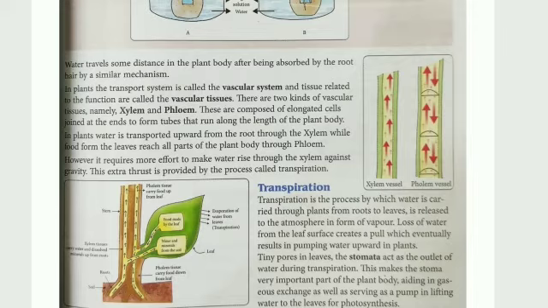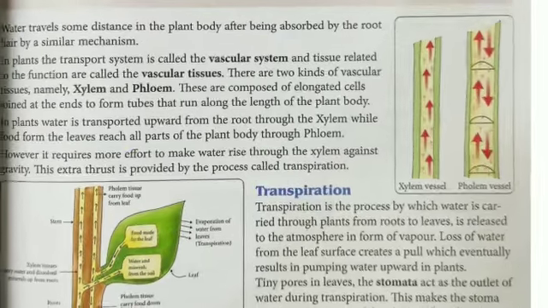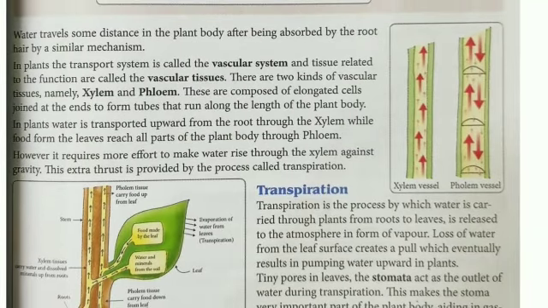Now, in plants, the transport system is called vascular system. In a combined way, xylem and phloem दोनों को मिला देंगे तो it is called vascular system. And tissue related to the function are called vascular tissue. Xylem and phloem are vascular tissue. There are two kinds of vascular tissue names, xylem and phloem. We know xylem for water, phloem for food.